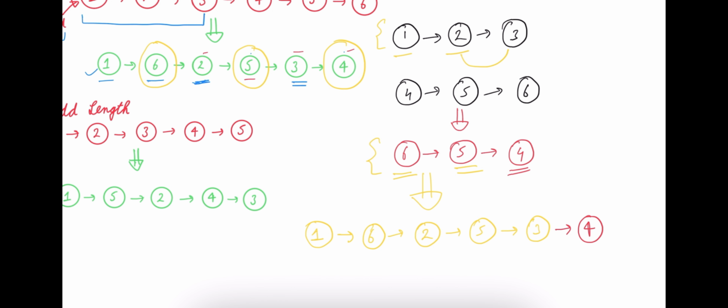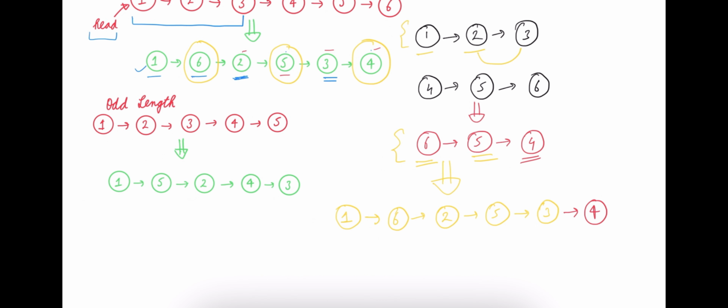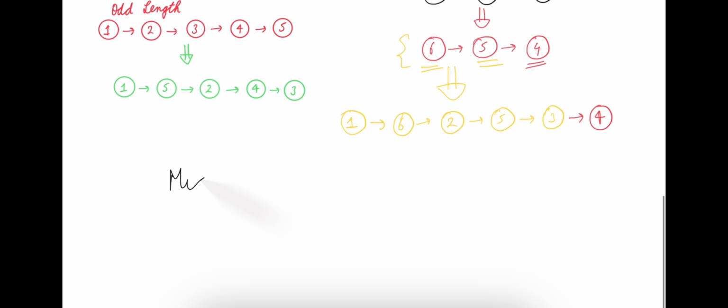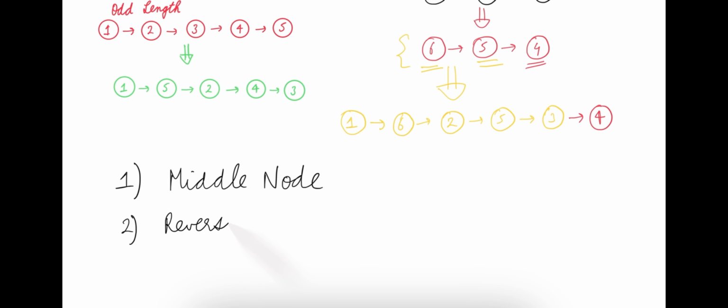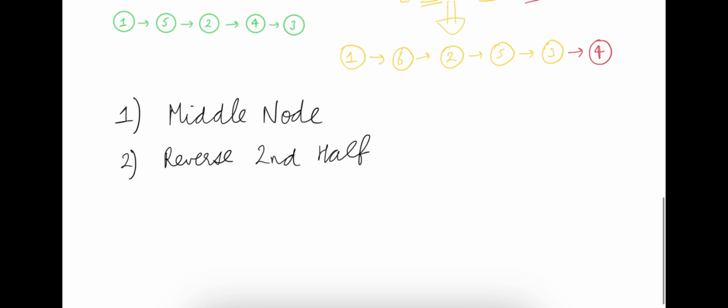So here we have realized this pattern where the second half is in reverse order, and then we are merging the second half into the first half. So before splitting the linked list into two halves, what we are going to need is we have to find the middle node of the linked list. So step 1 is to find the middle node, and then step 2 is to reverse second half, and the final step is to merge second half into first half.